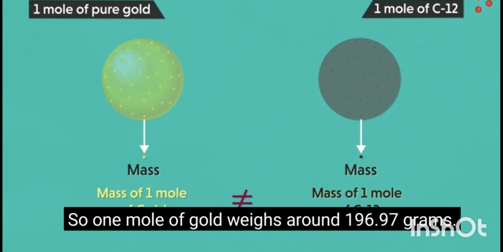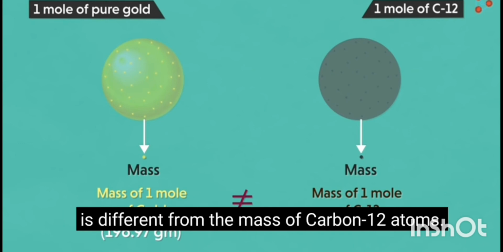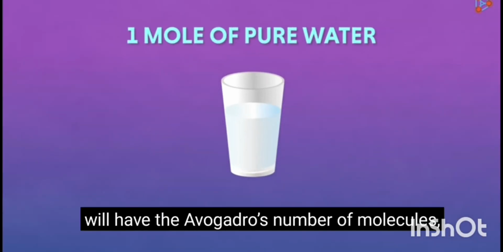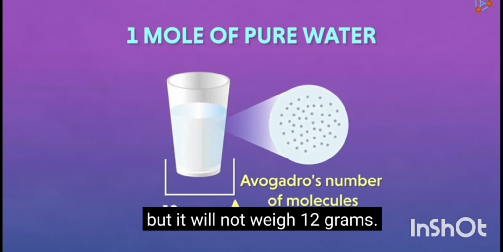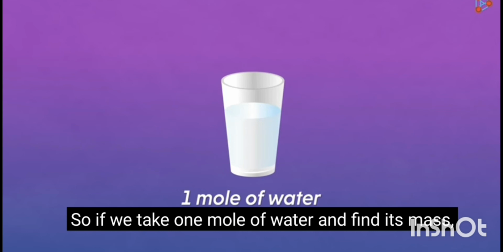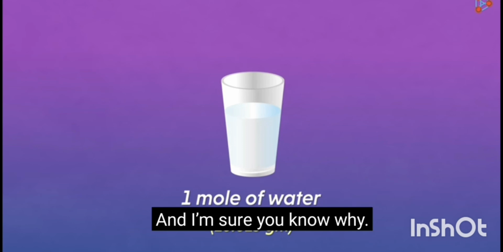So 1 mole of gold weighs around 196.97 gram. That is because the mass of a gold atom is different from the mass of a carbon-12 atom. Similarly, 1 mole of water will have Avogadro's number of molecules, but it will not weigh 12 gram. So, if we take 1 mole of water and find its mass, we will get the answer 18.015 gram of water. And I am sure you know why.